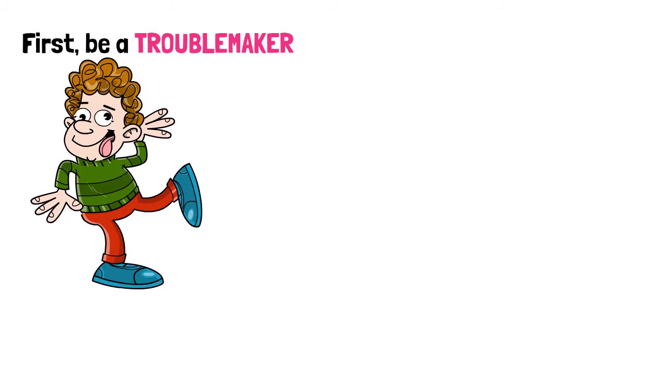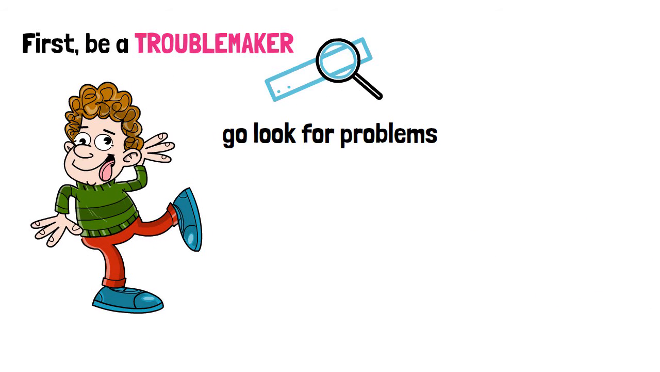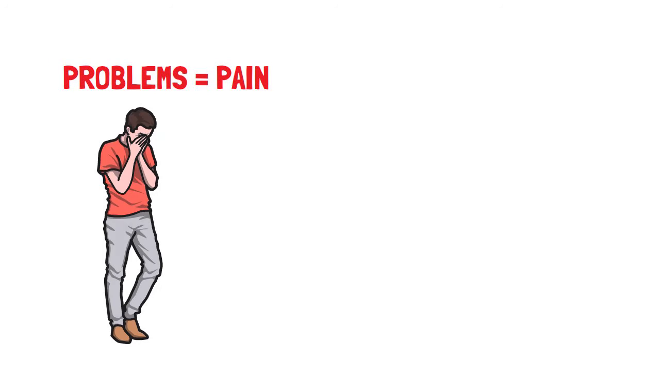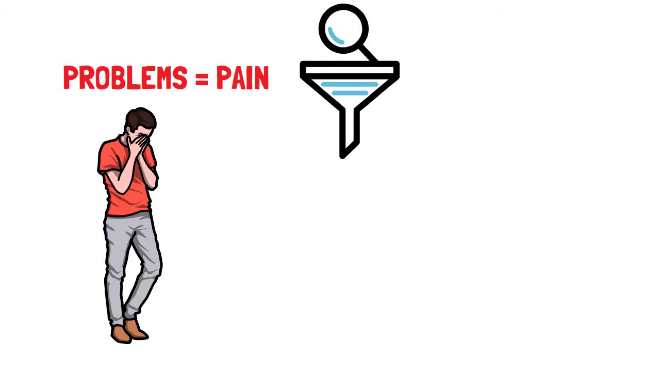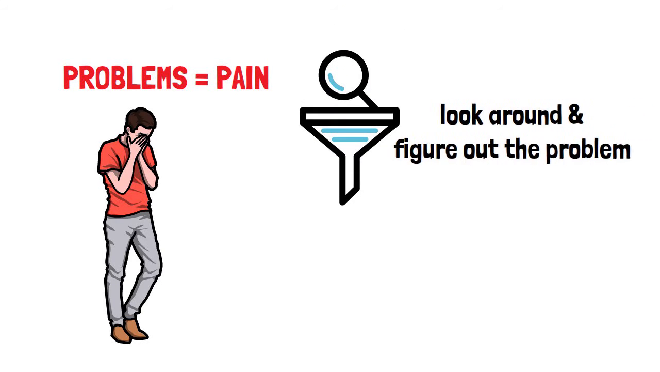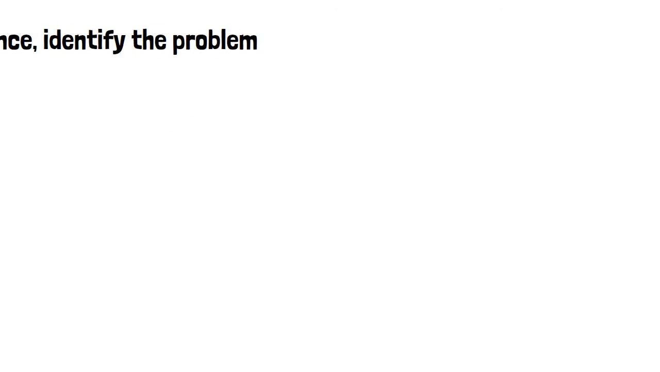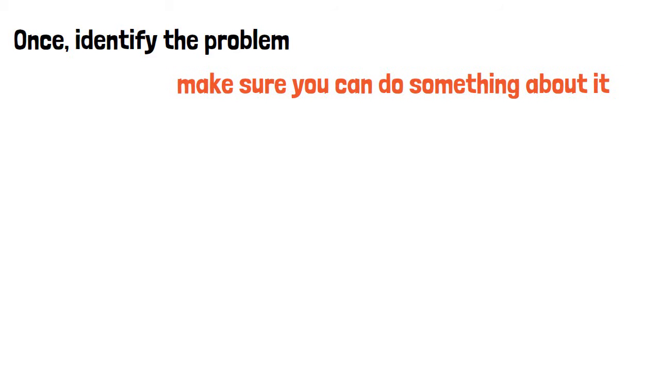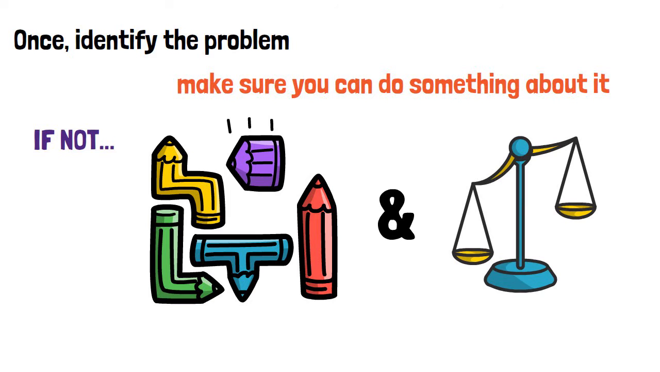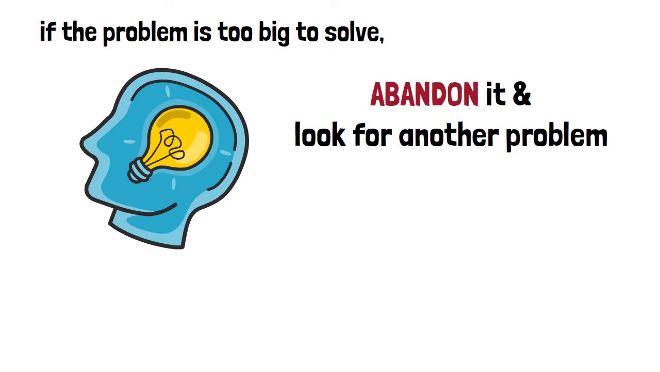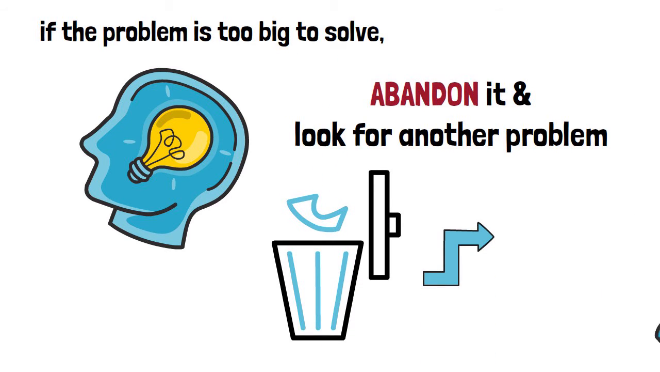First, be a troublemaker. Just go look for problems. There are problems everywhere in the world that need to be solved. Problems are a pain that a particular group of people is facing, so look around the world you live in and figure out the problem. No need for a big one, a small one will also do. Once you identify the problem, make sure you can do something about it. If not, then be creative and look for alternatives, or if the problem is just too big to solve, then just abandon it and look for another one.